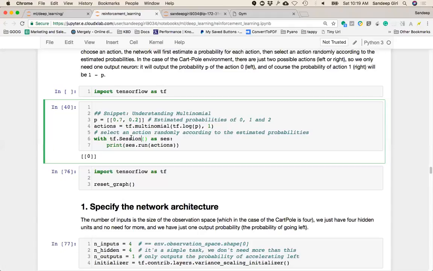All right. Is everybody clear about the function of multinomial? No?